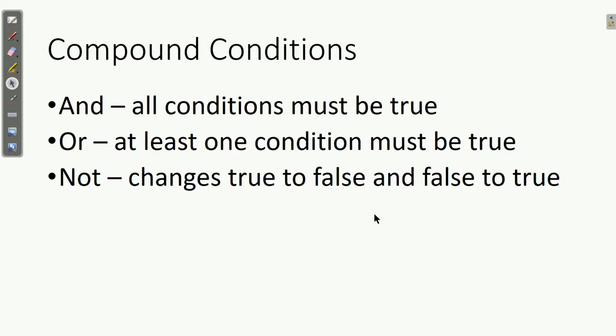And the two compound conditions that we have are the AND, where all the conditions have to be true for the entire statement to be true. The OR, where at least one condition needs to be true for the statement to be true. We also have a NOT, and the NOT takes whatever the condition was, whether it's true or false, and inverts it. So true conditions become false and false become true.